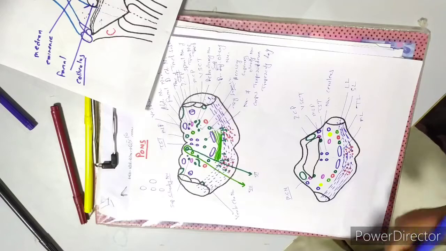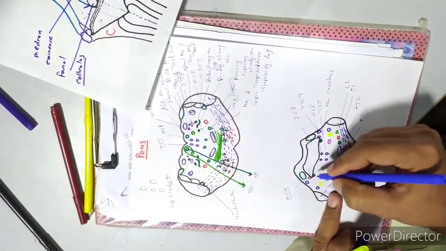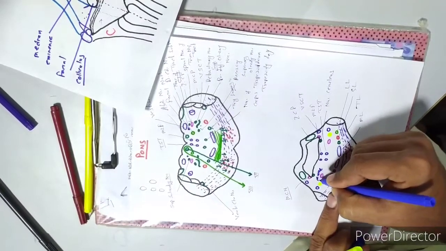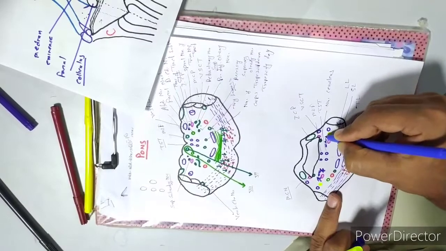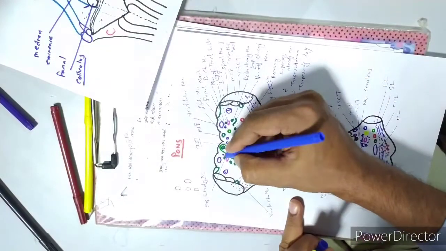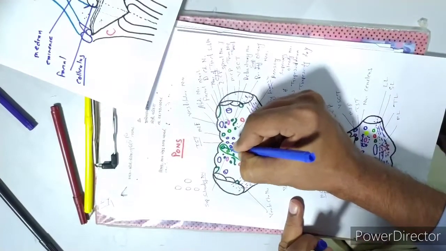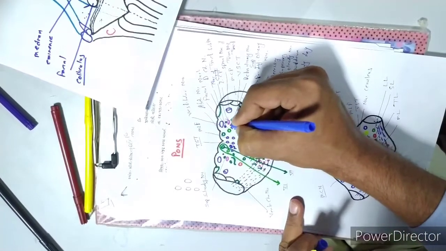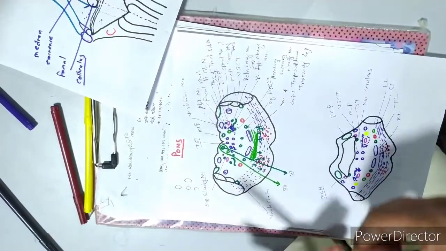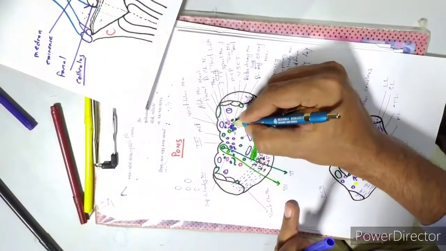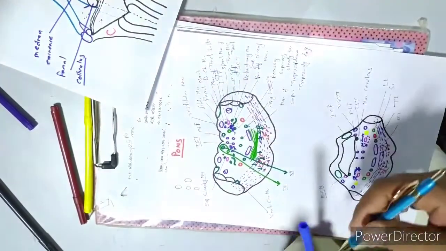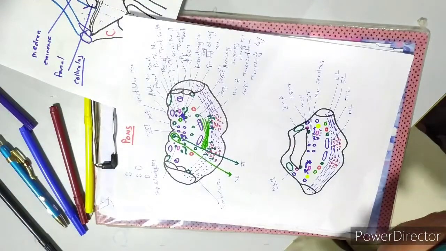And in between, especially this area, this is the reticular formation, and also here in the upper part. This is in the cross section. This is the reticular formation of the pons. So this is the reticular formation, this blue color.